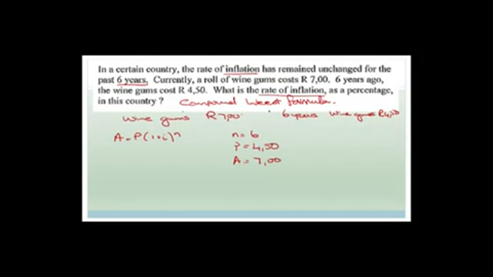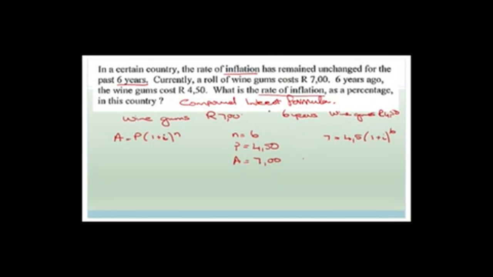In this case, n is obviously the 6 years. P is the amount of money the wine gums cost before, so in this case P is 4.50. The A is the amount of money the wine gums now cost, which is 7. And we're working out the compound interest because this interest rate hasn't changed, therefore we can just use this i. So we can say that 7 is equal to 4.5 times 1 plus i to the 6.